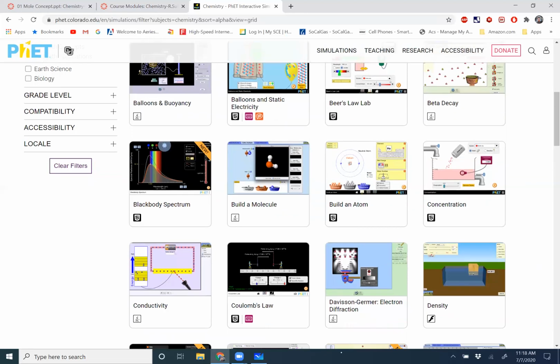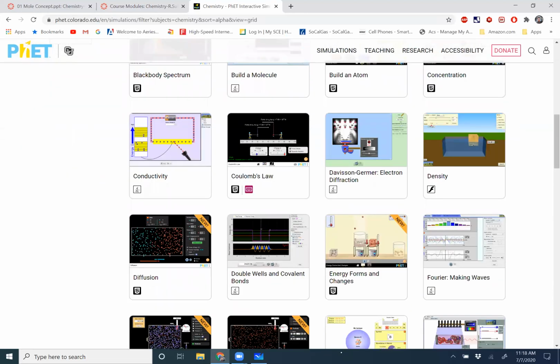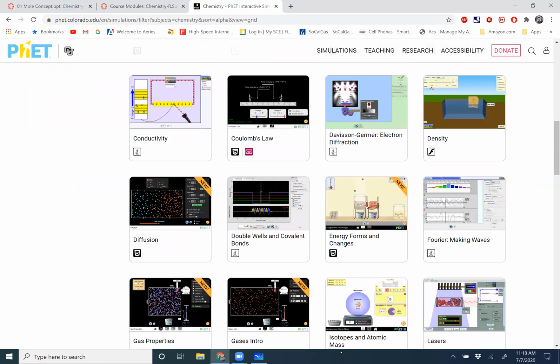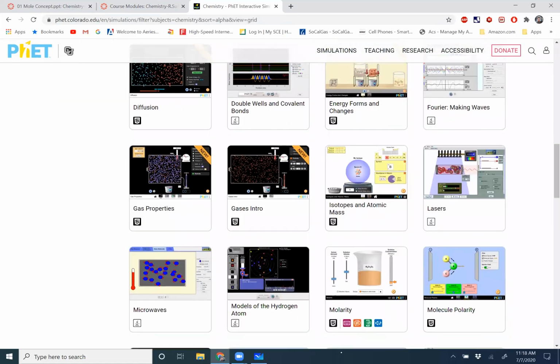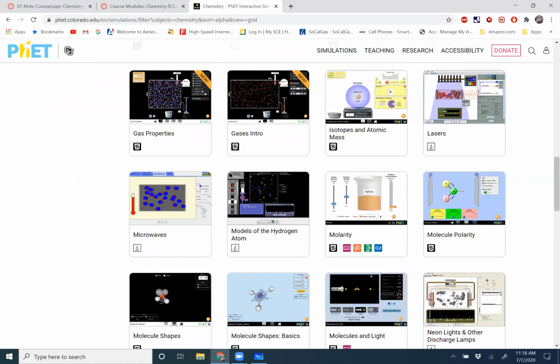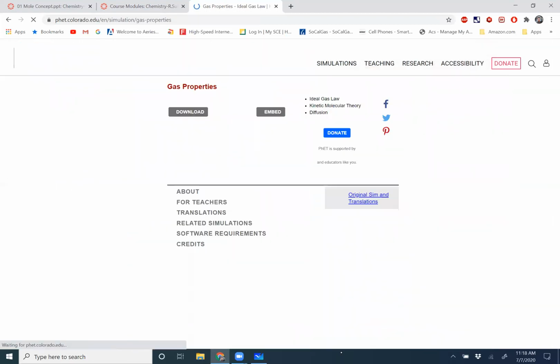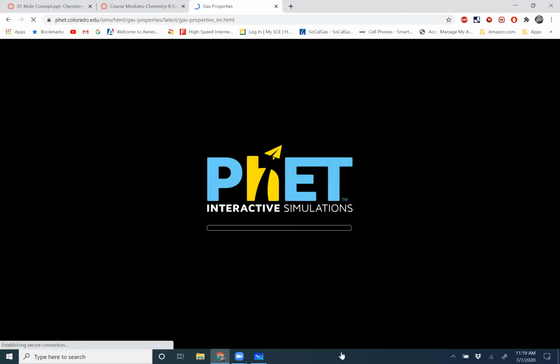Balloons and buoyancy. They got rid of all the Flash ones, which is a real bummer. They went to HTML5, but still. No, we could do that one. Oh, good. It's in HTML5 now.